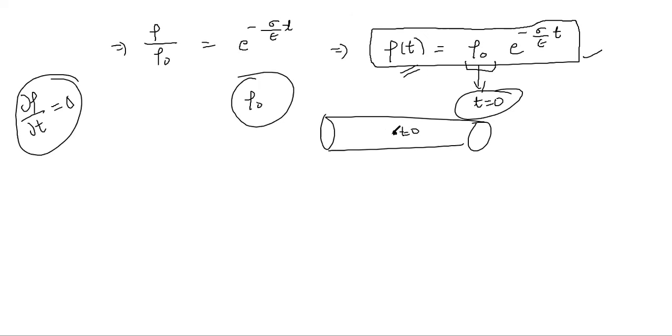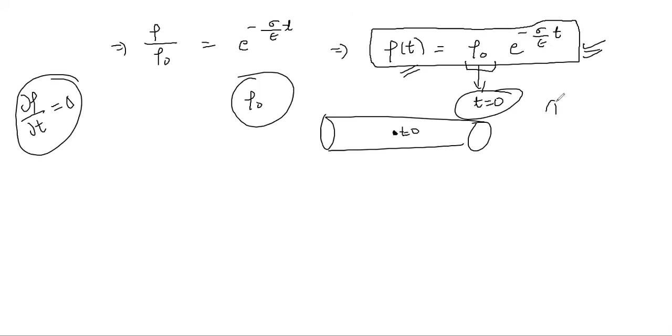Is it going to remain the same, or are the charges going to redistribute themselves? If they are going to redistribute themselves, then how fast or how slowly they redistribute is decided by this equation here. The charge density at this point after time t is given by this expression.